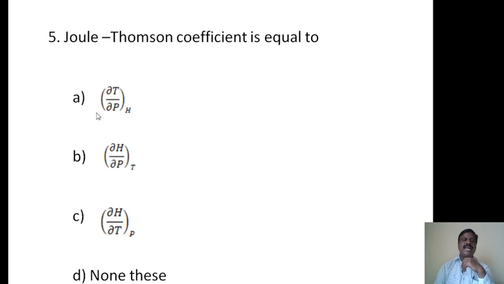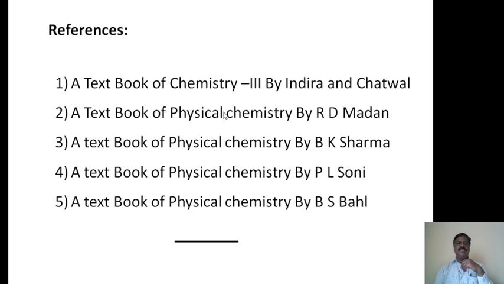The A option is the right answer for this question, because the Joule-Thomson coefficient mu is equal to the rate of change of temperature with respect to the rate of change of pressure, keeping enthalpy constant. Therefore delta T divided by delta P at constant enthalpy is called the Joule-Thomson coefficient. And this completes this session.